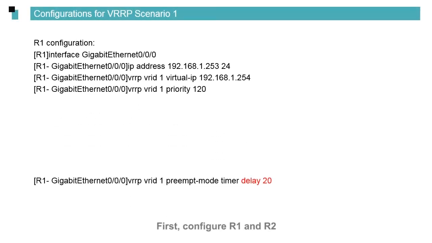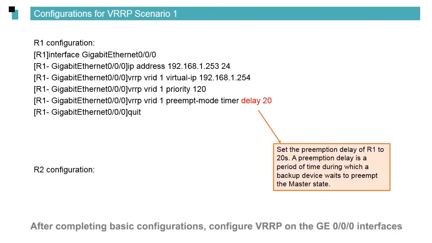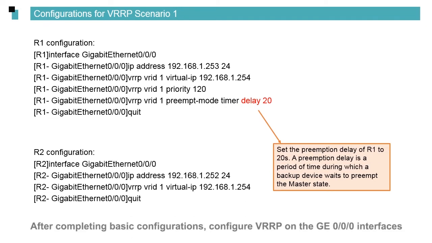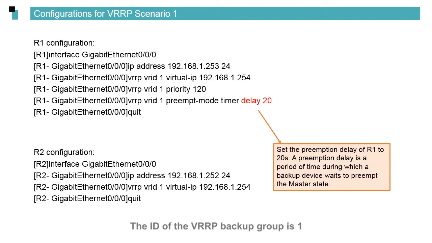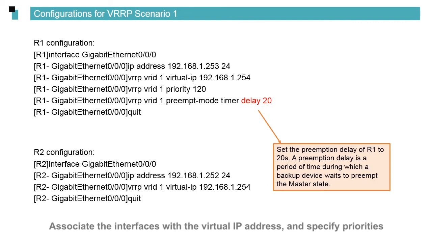First, configure R1 and R2. After completing basic configurations, configure VRRP on the GE 0/0/0 interfaces. The ID of the VRRP backup group is 1. Associate the interfaces with the virtual IP address and specify priorities. Additionally, you can change the preemption delay. For configuration details, see the experiment example.